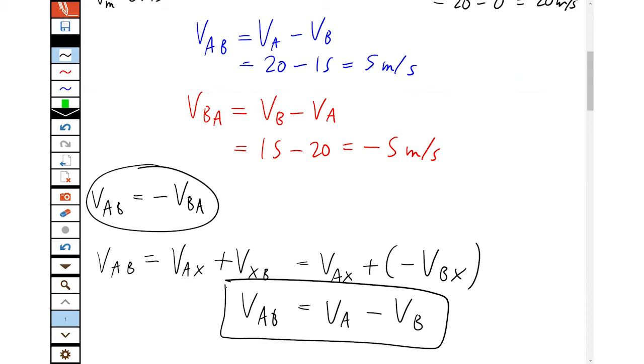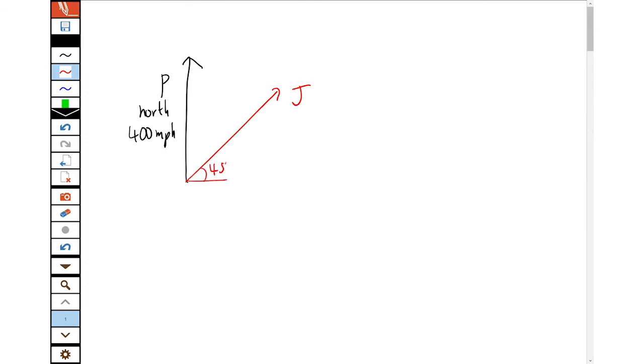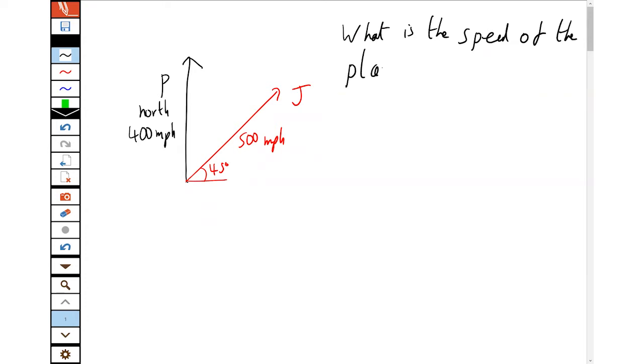To show an example, let's look at one now. Let's say we have a plane flying north at 400 miles per hour. And we have a jet flying northeast. So that's at 45 degrees at 500 miles per hour. Now we're asked, what is the speed of the plane as seen by the jet?